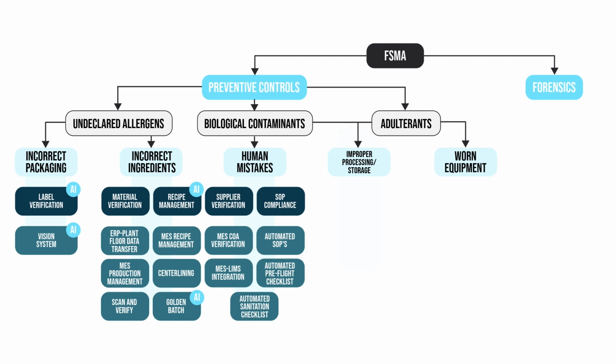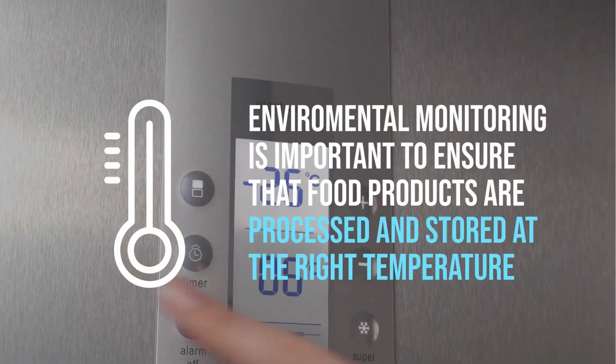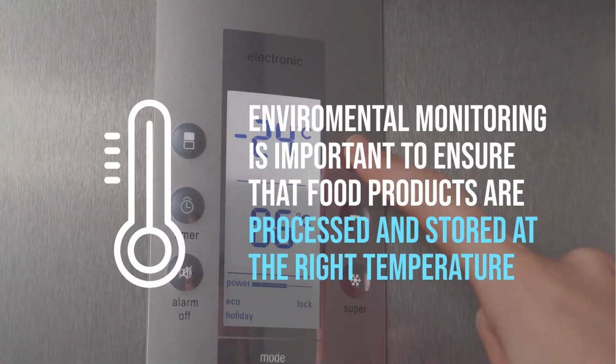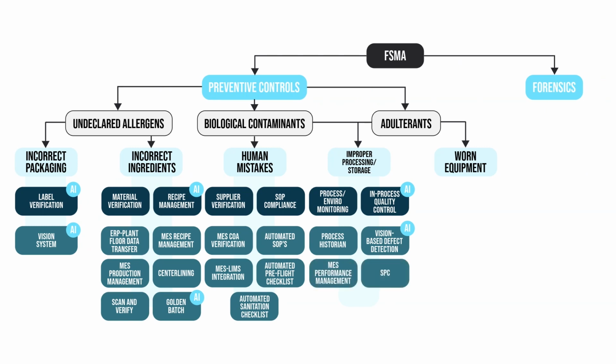For improper processing and storage, we may actually measure various environmental variables to ensure that the materials are held at the correct temperature for the correct duration. We can do this through things like a process historian. We might actually even use manufacturing execution system capability called performance management to look at that. And it's possible that quality management could play a role as well through things like statistical process control or even vision-based defect detection.